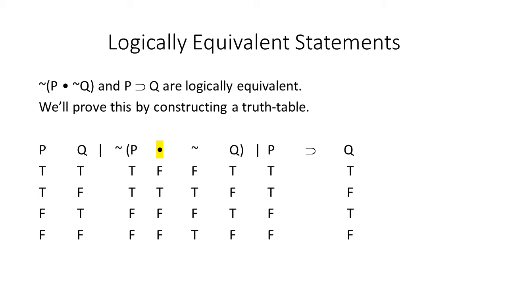Right, so in the first row, one's true and one's false, so it's false. In the second row, they're both true, so it's true. In the third row, they're both false, so it's false. And in the fourth row, one's false and one's true, so it's false. Okay, so last thing we do, we solve for that tilde, right, and that's going to flip the truth value that we just determined.